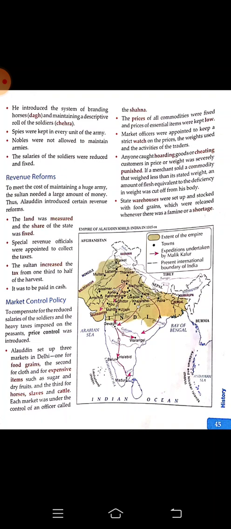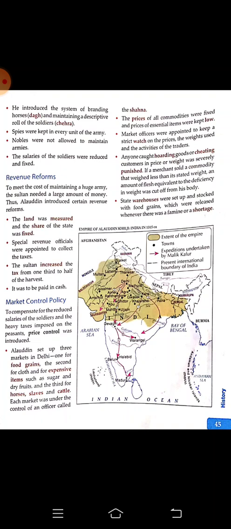And to take care of these three markets, each market had an officer, and they used to call the officer Shahna. The prices of all commodities were fixed and prices of essential items were kept low. Market officers were appointed to keep a strict watch on the prices and the weights used by the traders. Anyone caught cheating the customer in price or weight would be severely punished.